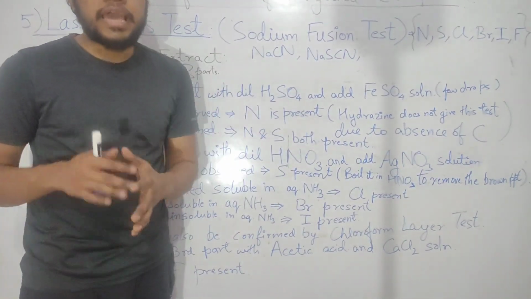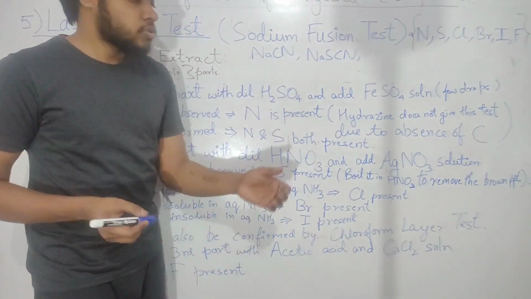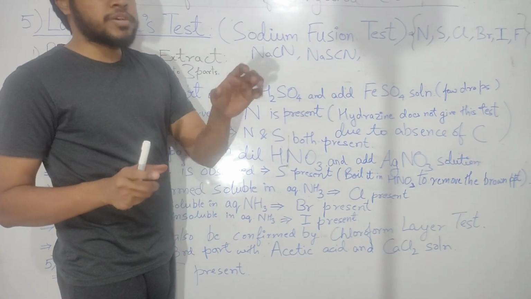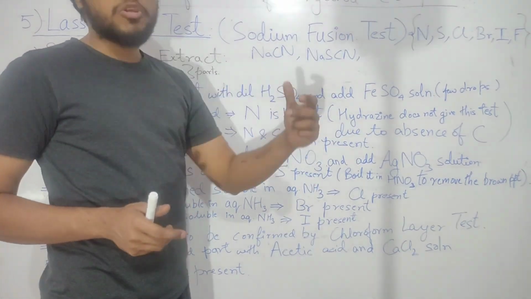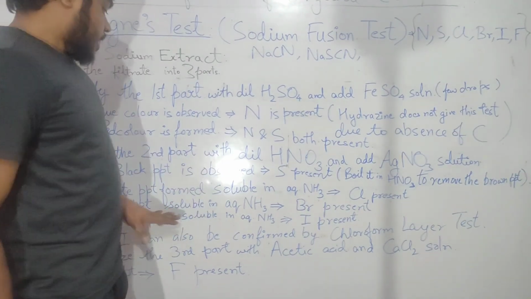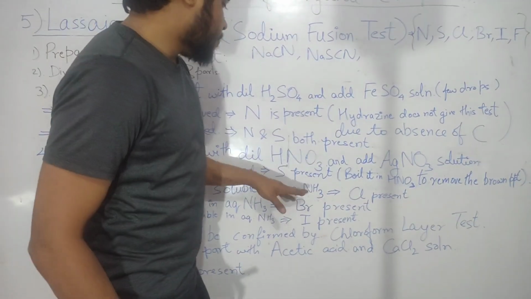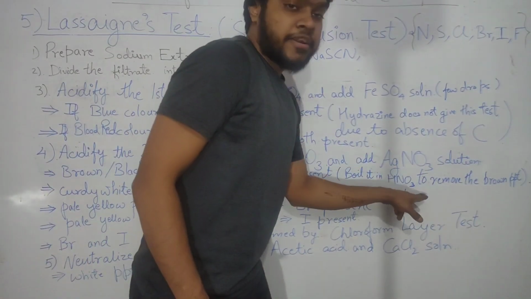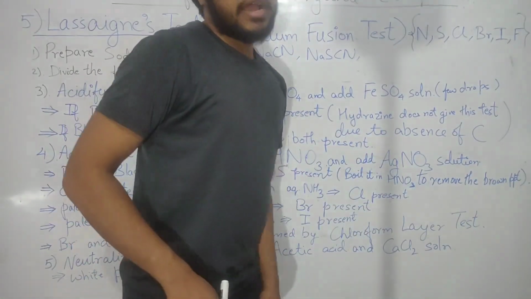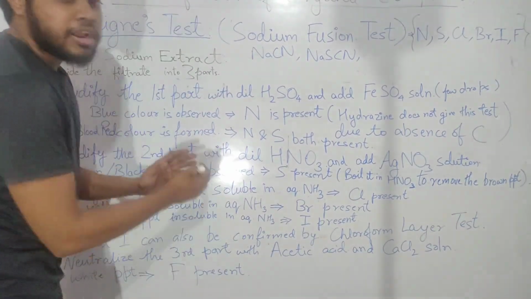Now it can happen that sulfur and halogen both are present in our organic compound. So the formation of this brown or black PPT will hinder the observation of other white or pale yellow precipitates of halogens. So for that, to remove this brown PPT, we can boil the precipitate in nitric acid. This will oxidize the silver sulfide, and then we can test for other halogens.